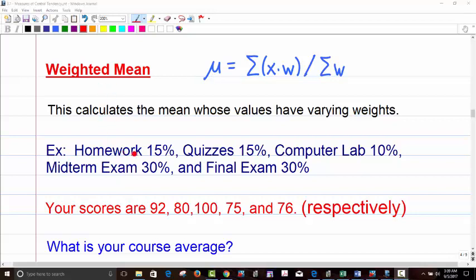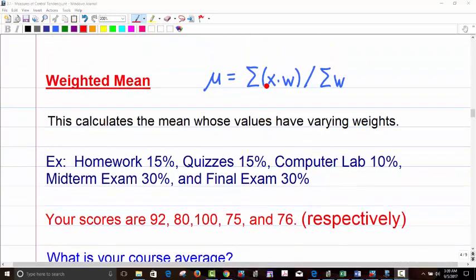So here, in this particular example, we have a homework grade that's 15%. Quizzes is 15%, computer labs 10%, midterm exams 30%, final exams 30%. Now don't let this formula scare you up here. It's real easy to use. They're using the population mean because there's no way that this is a sample. This is obviously using all the values.